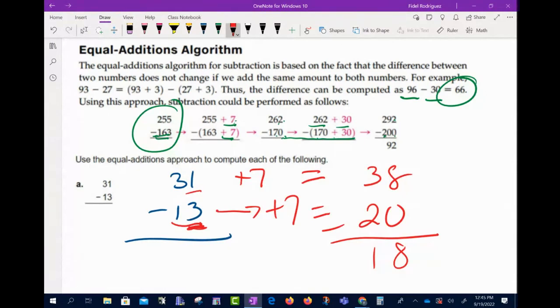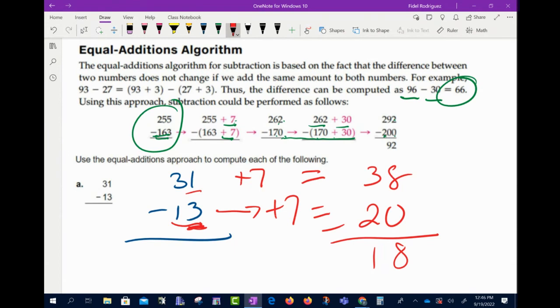And when you're trying to show this to kids, when you're first learning how to subtract, you want to be able to do it without having the borrowing, because that's how we normally go through that process. And this equal additions algorithm allows me to do that, okay?